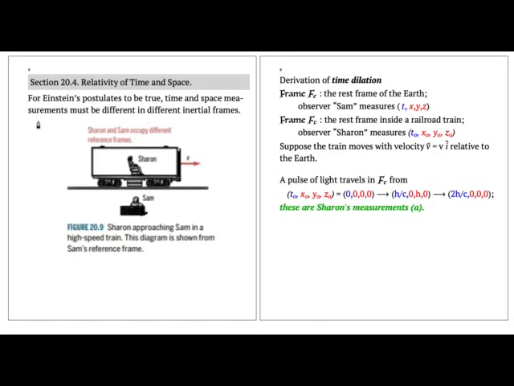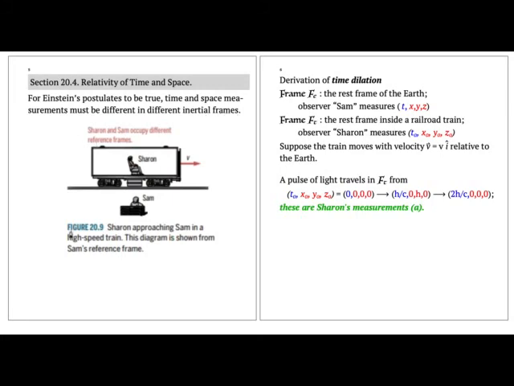Now, let's look at some of the results in the textbook. So let's start with section 4. That's called Relativity of Time and Space. Einstein's theory in 1905 was very revolutionary. What's so revolutionary about special relativity? Well, for Einstein's postulates to be true, time and space measurements must be different in different inertial frames. That's completely contrary to classical Newtonian physics.